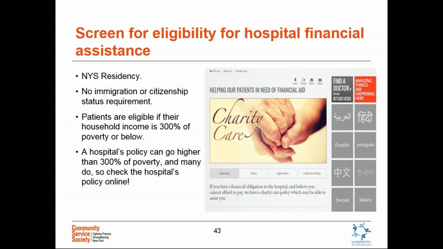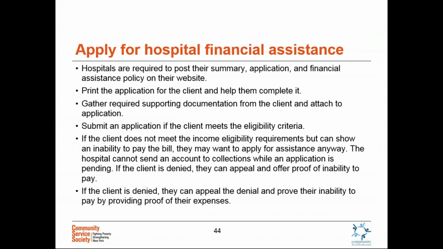Patients are eligible if their household income is 300% of poverty or below. However, an individual hospital's policy may award financial assistance to households above 300%, and a lot of them do. So it's really important to check the specific hospital that your client is dealing with for their policy, which is typically available online for their income limits.